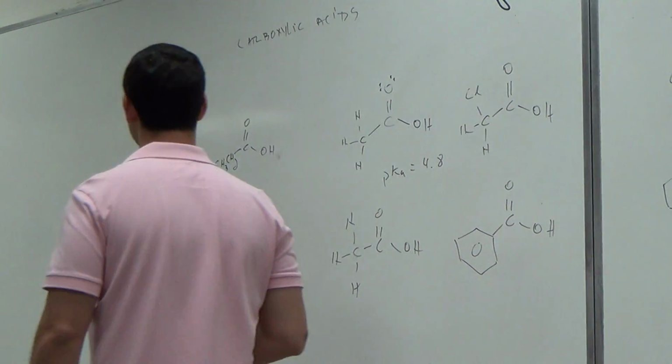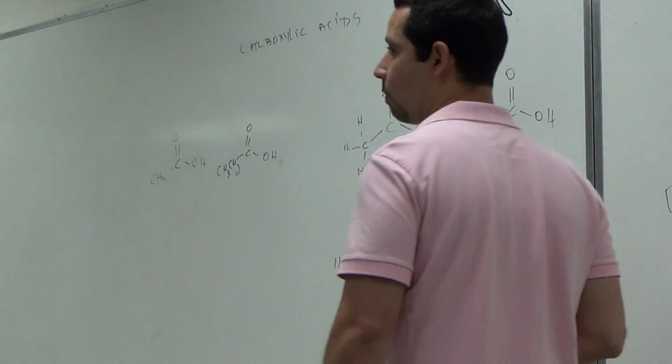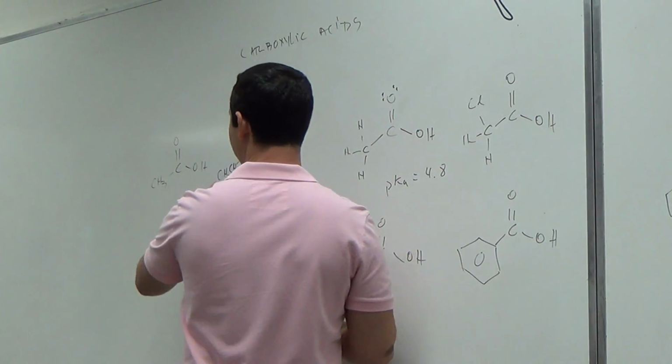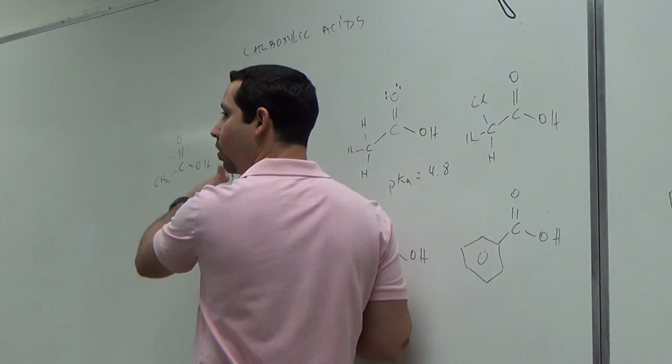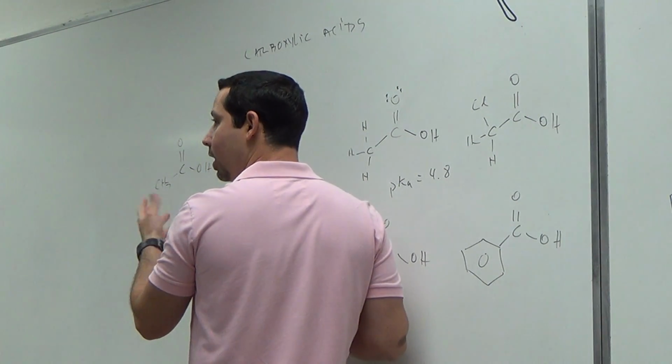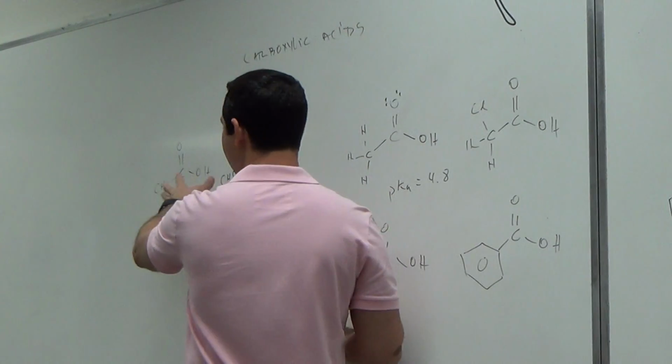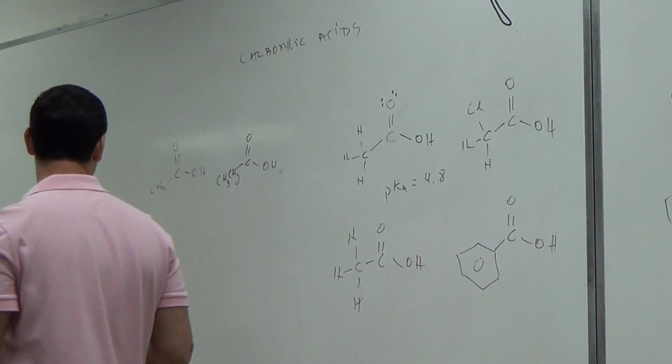Which of those two is more acidic? The one on the left is more acidic. These methyl groups are considered what? Electron releasing, pushing electrons, so that's making this less acidic. Right. More acidic, less acidic.